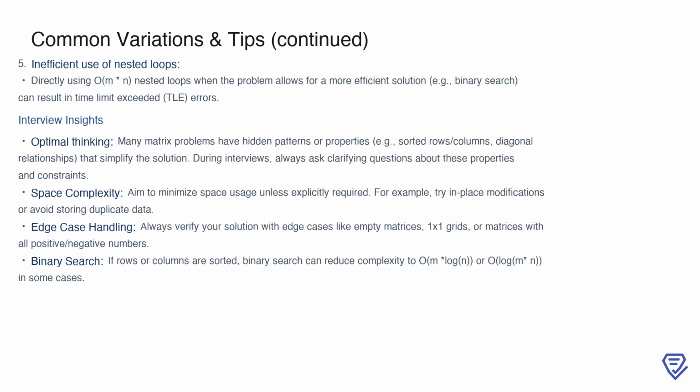Space complexity is another key consideration. Aim to minimize space usage unless the problem explicitly requires additional memory. For example, in-place modifications or avoiding redundant data storage can be advantageous. Don't forget to verify your solution with edge cases like empty matrices, single-element grids, or matrices where all numbers are either entirely positive or negative. And remember, if rows or columns are sorted, binary search can be a powerful tool to optimize your solution, often reducing complexity to O(m * log n), or even O(log m * n) in certain cases.